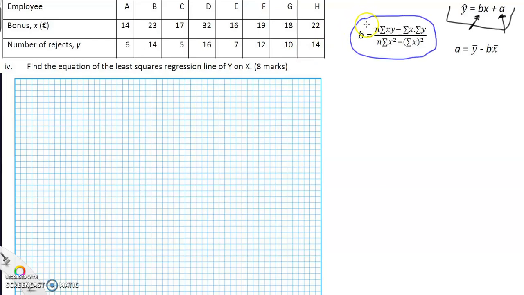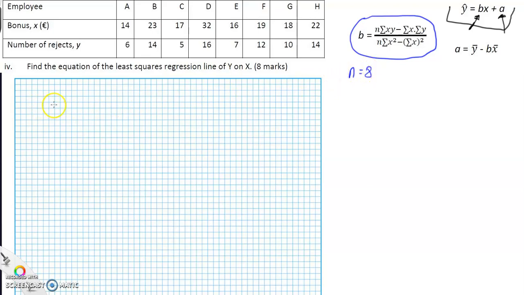Bits and pieces of it are similar to what we did earlier with the correlation coefficient. We're going to need the sum of xy, the x times y values, minus the sum of the x values times the sum of the y values, all over n times the sum of the x squareds minus the sum of the x values all squared. So n is going to be 8, because there are 8 employees.